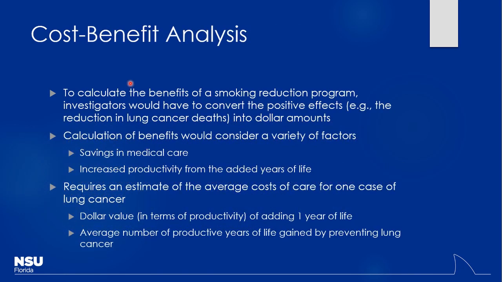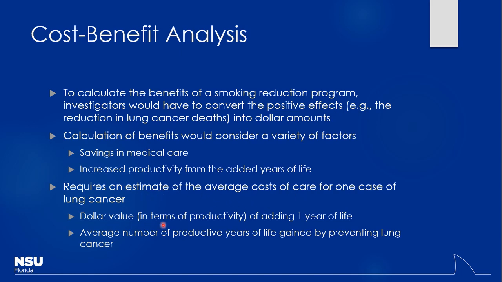Okay, so when we're trying to calculate the benefits of that smoking reduction program, they would look at the positive effects, say the reduction in lung cancer cases, and then convert that into dollars, essentially. It's an easy way to convert all this over into something everyone can understand. In calculating the benefits, you have to look at how many hospitalizations you are potentially preventing, the savings to medical care, and the increased productivity, as I mentioned, from being alive for longer. And then you estimate the average cost for just that one case of lung cancer.